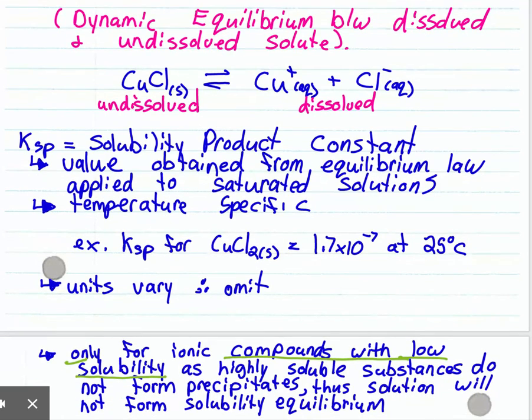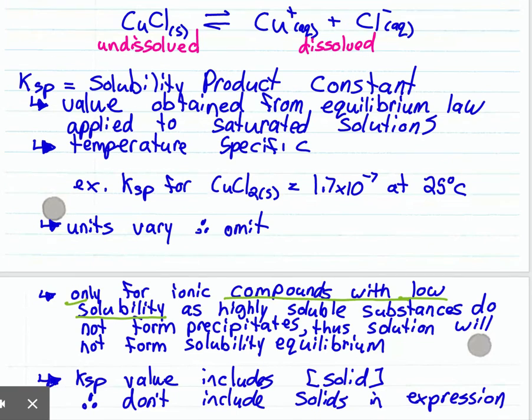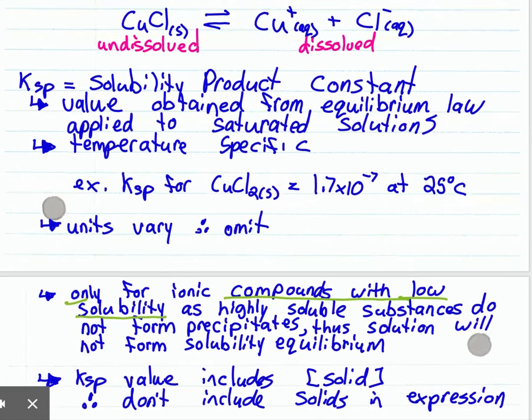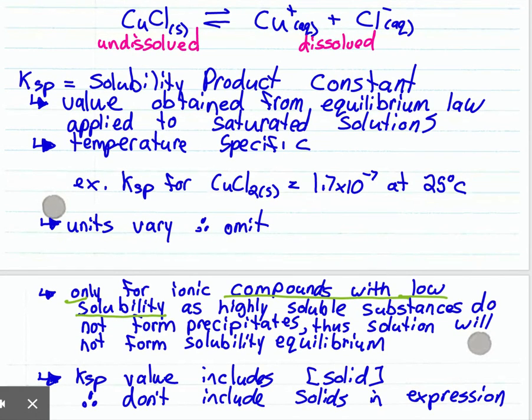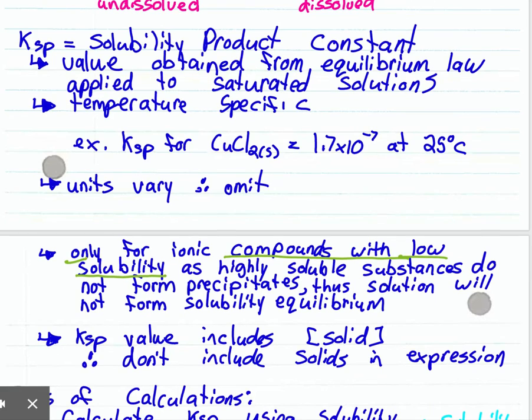But there's a couple rules for our KSP. It only works for ionic compounds with low solubility, because highly soluble substances do not form precipitates, and the solution will not form a solubility equilibrium. And the KSP value includes the concentration of the solid. So when we're thinking about our dynamic equilibrium up here, the KSP value includes this concentration of the solid, so we don't include it in our expression, and you'll see what I mean when we do an example. So I would pause and make sure you have this copied.